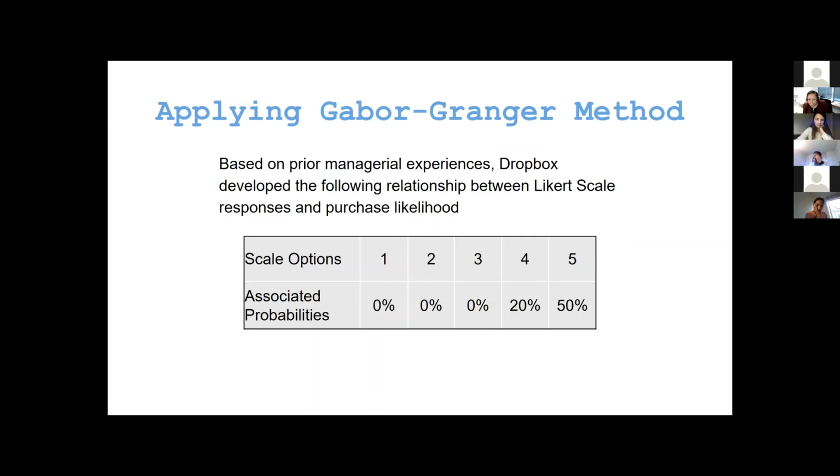Based on prior managerial experience, Dropbox developed the following relationship between the Likert scale, which is the 1, 2, 3, 4, 5, and the purchase likelihood. They were guessing, based on prior managerial experience, that anybody who responded with a 3 or less is not going to buy the 1,000 gigabyte storage. But anybody who responded with a 4 or 5 had a chance of buying. They estimated that anybody who said a 4 had a 20% chance of actually buying this product, and anybody who said a 5 had a 50% chance of actually buying it in reality.